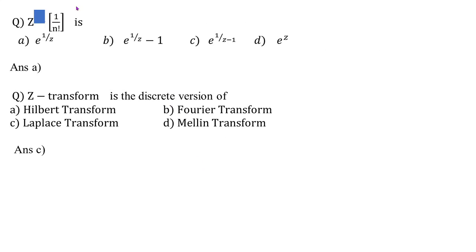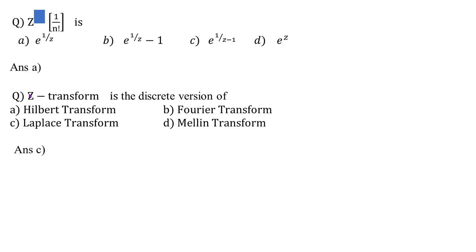So let us move to the next question, that is z transform of 1 upon n factorial. If you remember, while deriving the standard formulae for z transform, this one is considered one of the standard formulae, that is z transform of 1 upon n factorial is nothing but e raised to power 1 by z. So that's why option A. In most cases, just remembering the list of formulae of z transform will help you get the answer, and the z transform properties as well.